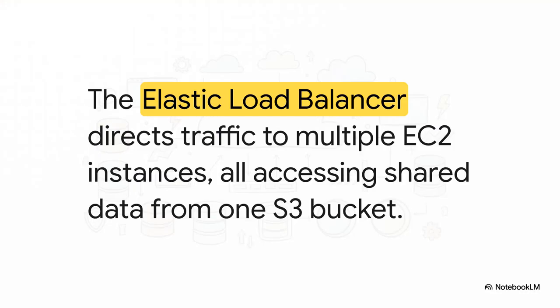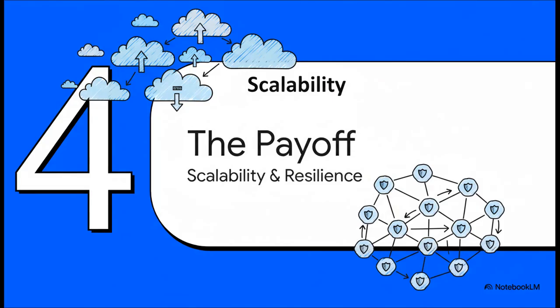And here it is, the full picture. See, users don't connect directly to an individual server anymore. Nope, they connect to the load balancer. The ELB then acts as this single front door, routing traffic to a whole group of identical EC2 instances. And all of those instances can then access the same shared data in our S3 bucket. So we've built this really slick piece of architecture. But what did we actually get out of it?